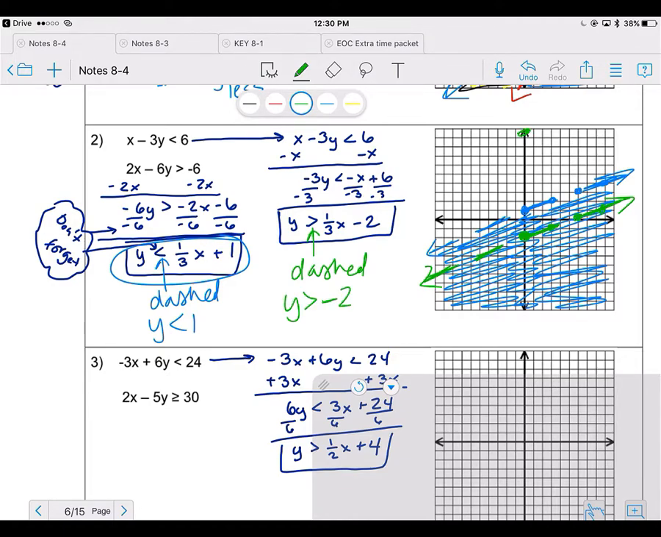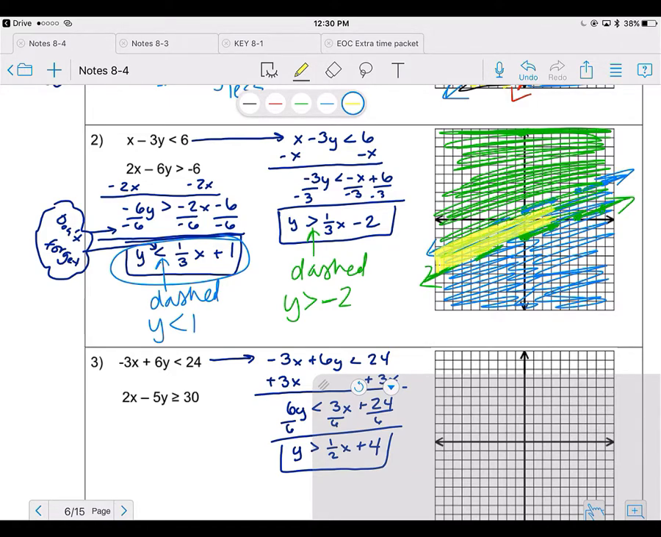A number greater than -2 would be 10. So again, if you're struggling to figure out where to shade, use 10 and -10 and figure out which of those directions we need to go. So my solution set is going to be this rectangle in the middle where they overlap, because that's where the blue and the green cross.